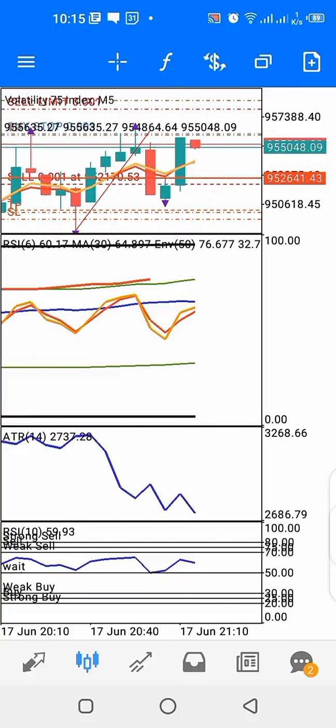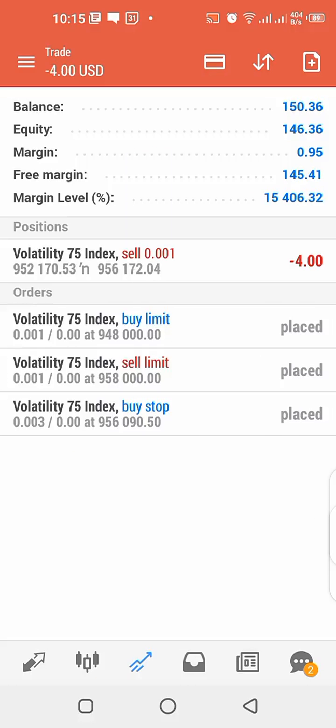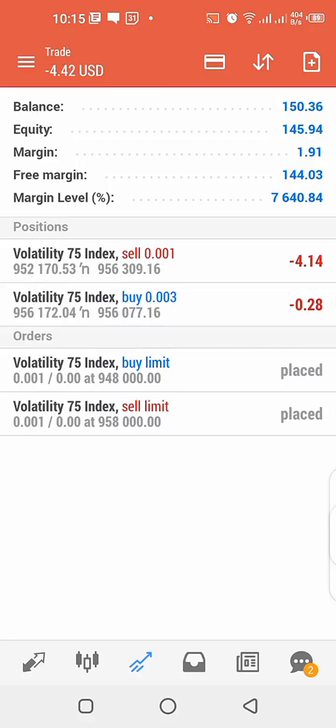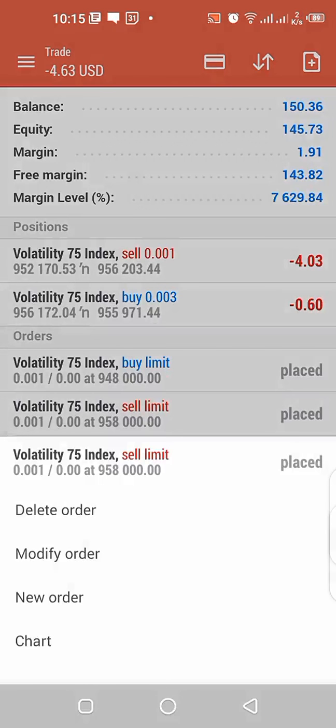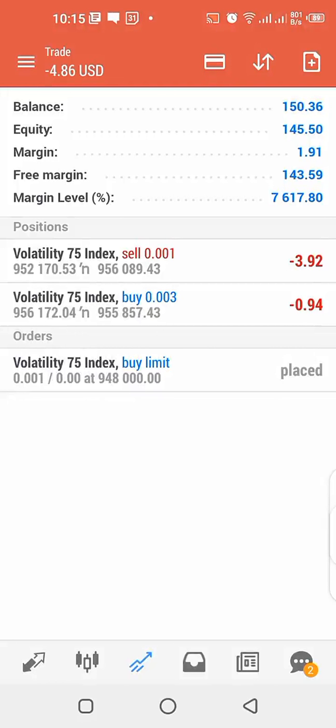Like I was saying earlier, our first resistance is at the 8,000 level, which is 958,000. The next one will be 968,000. The next resistance will be 978,000. So for every resistance you place your sell limits, for every support you place your buy limit. Now our buy stop is triggered.